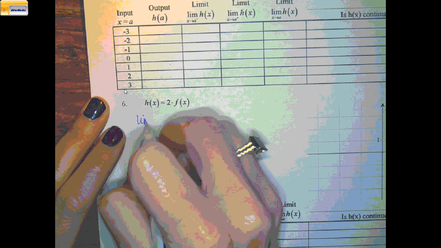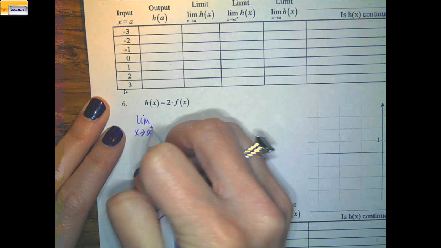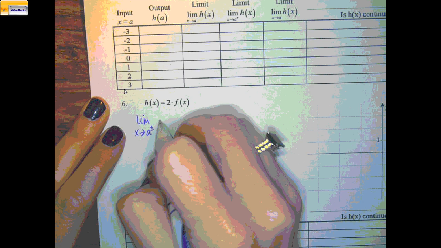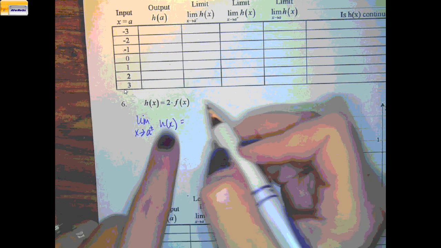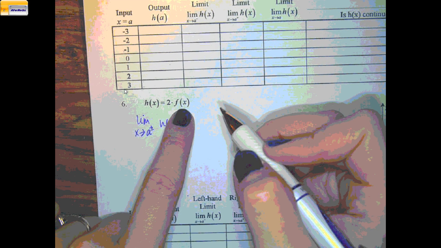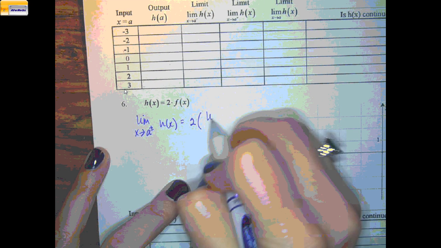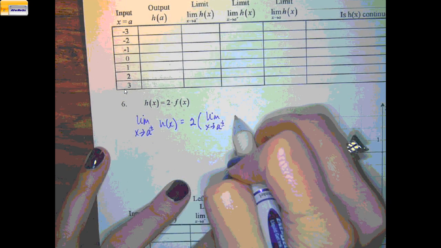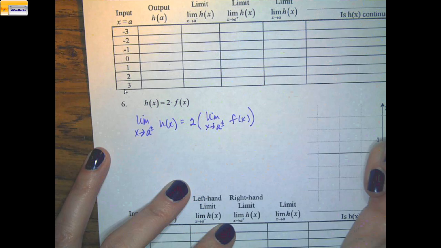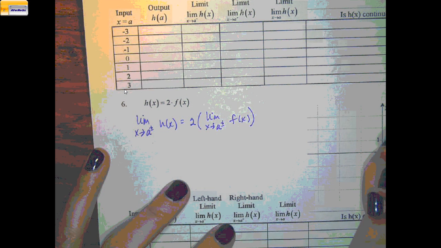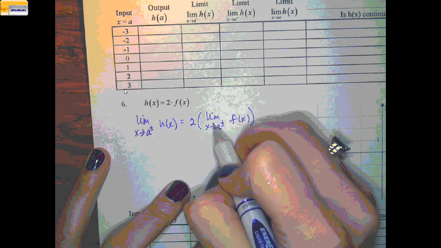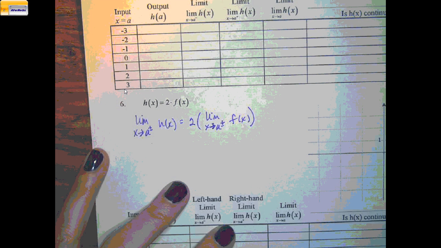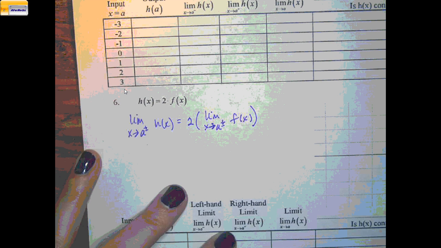For number 6, the limit, bless you, as x approaches a from either side for h of x, because we're taking 2 times f of x rather than doubling the function itself, we're going to double the limit as x approaches a from either side for f of x. Questions?